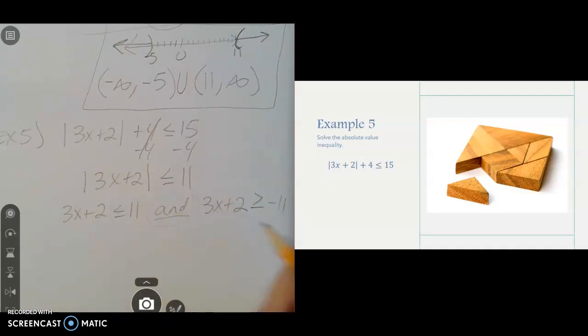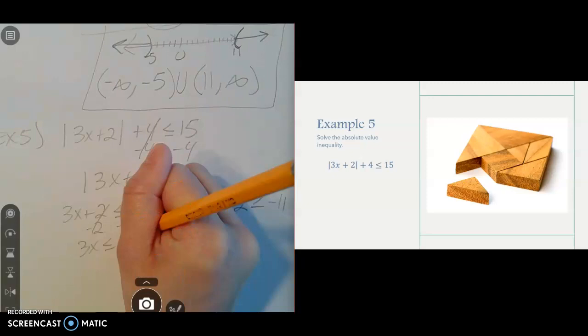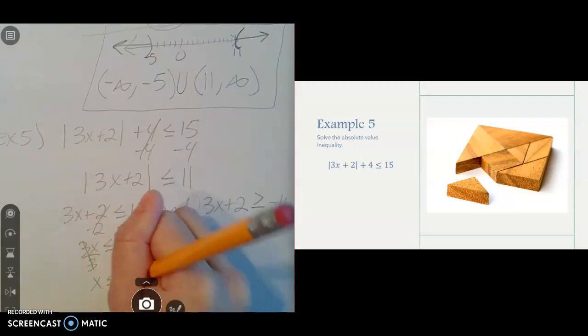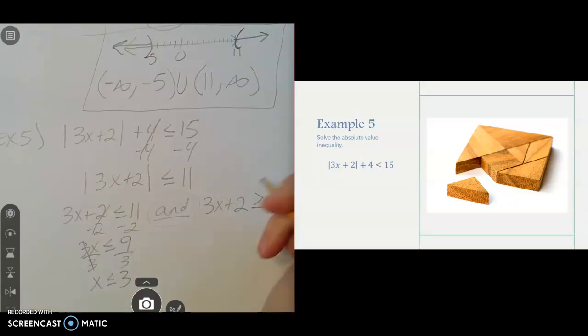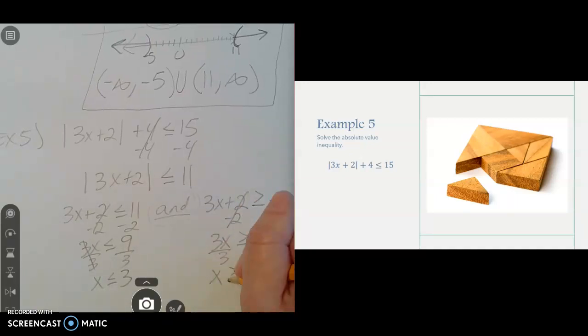Okay? So from here, I'll subtract 2 from both sides, so 3x is less than or equal to 9. I'll divide both sides by 3, so I get x is less than or equal to 3. On the other one, I will also subtract 2 from both sides, so now I've got 3x is greater than or equal to negative 13. And then I'll divide both sides by 3, so I get x is greater than or equal to negative 13 thirds.